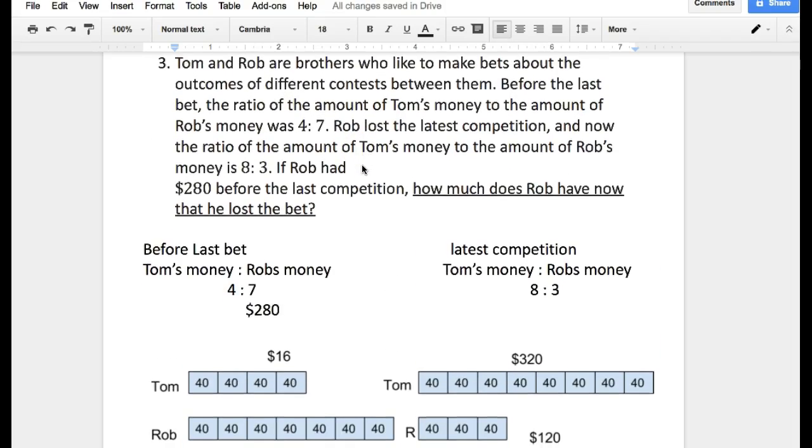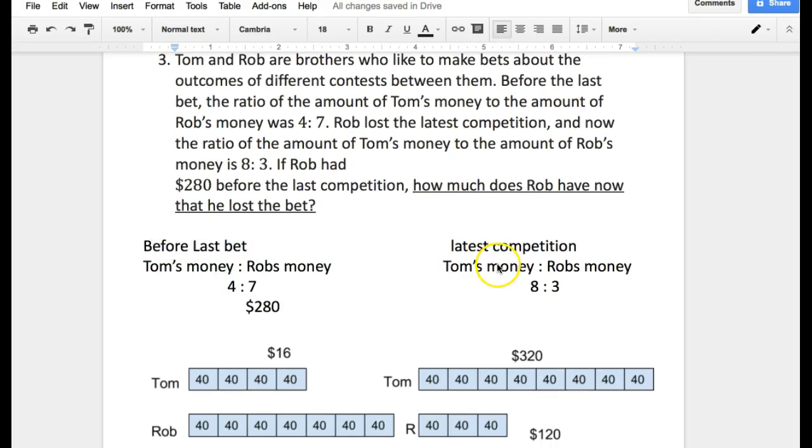It was a complicated question because you had to think about, and that's why pulling the information out helps a lot. Before the last bet, and then the latest competition were the 2 different sets of ratios we had. So before the last bet, the ratio was the amount of money that Tom had and the amount of money that Rob had. And that ratio was 4 to 7. Tom's money after the latest competition, the ratio changed, and Tom's money to Rob's money was 8 to 3. Then they gave us information that Rob had $280 before the last competition. So that goes over here.